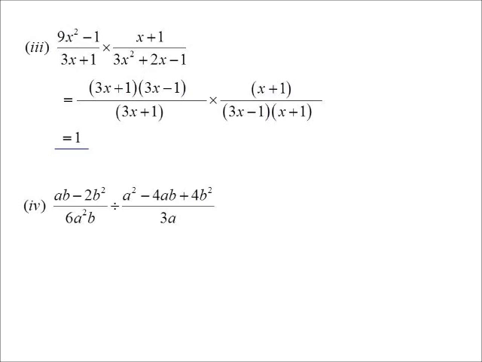Okay, division. Now, division and multiplication are basically the same, but the only exception is that with division, what do we do first?